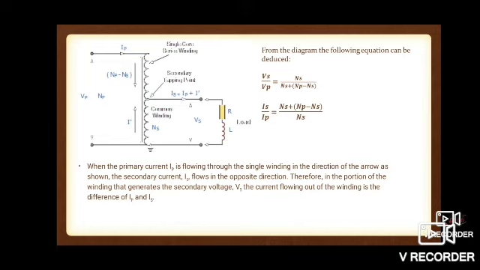When the primary current Ip is flowing to the single winding in the direction of arrow as shown in figure, the secondary current Is flows in the opposite direction. Therefore, in the proportion of the winding that generates the secondary voltage Vs, the current flowing out of the winding is the difference of Ip and Is.